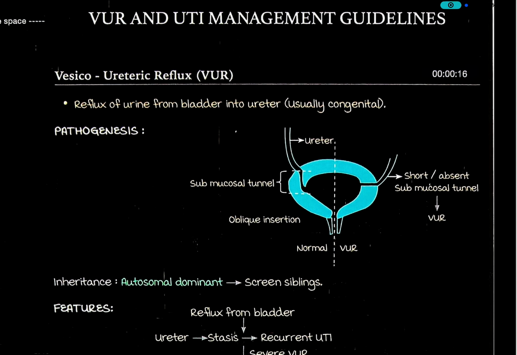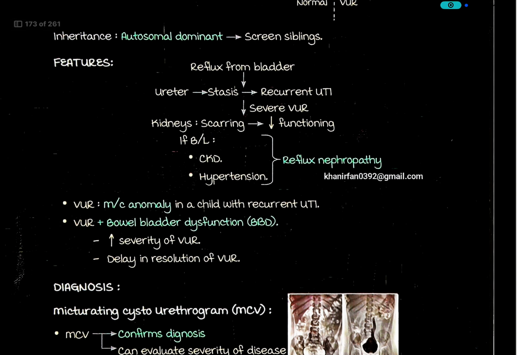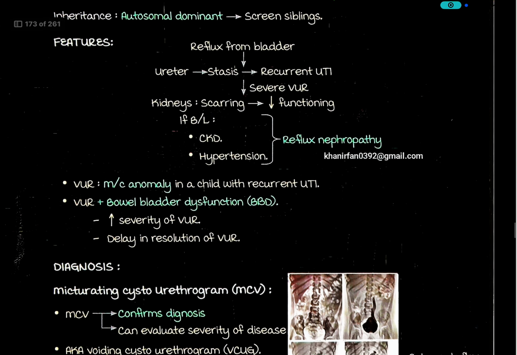The ureter opening in the bladder normally has a submucosal tunnel with oblique insertion. A short or absent submucosal tunnel will cause vesicoureteric reflux. Inheritance is autosomal dominant. You have to screen siblings as well.